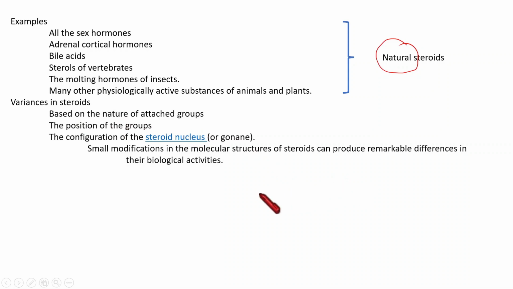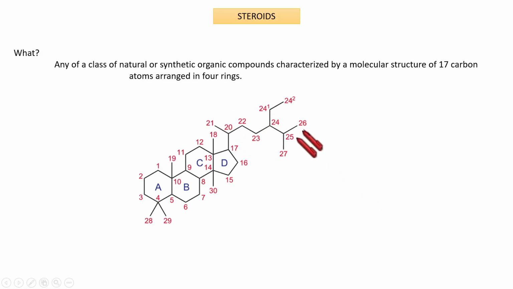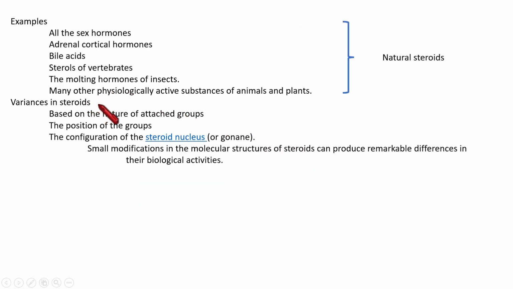At the end, let's move back to the former slide. So here we can see the special group. So it is based on the type of the group, the nature of the group, and also the configuration. Configuration means, with respect to each bond, the spatial arrangement of atoms. So based on the configuration, the position of attachment of the group, and the nature of this group, steroids differ from one another.